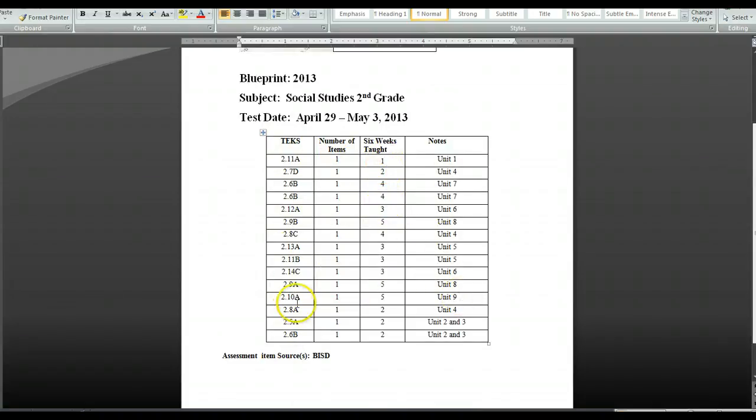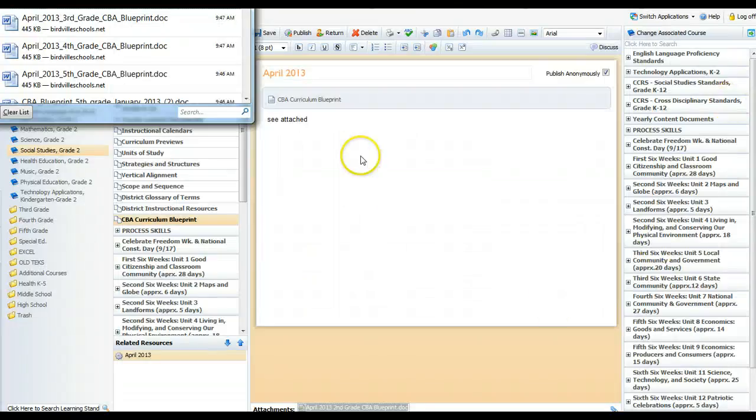Every single one of these test questions comes directly from the clarifying documents. So a great idea, and one that other people in other grade levels are doing, is they're taking this and double checking with the kids to make sure that they understand the information on that curriculum clarifying document. That is the key to doing well on your CBAs. If you have any questions about that, please let me know. I'd be more than happy to help you.